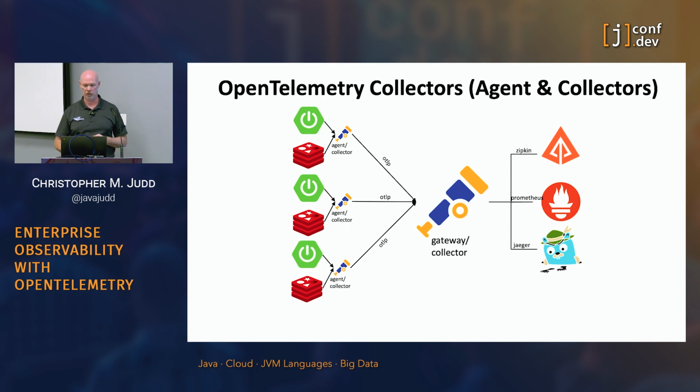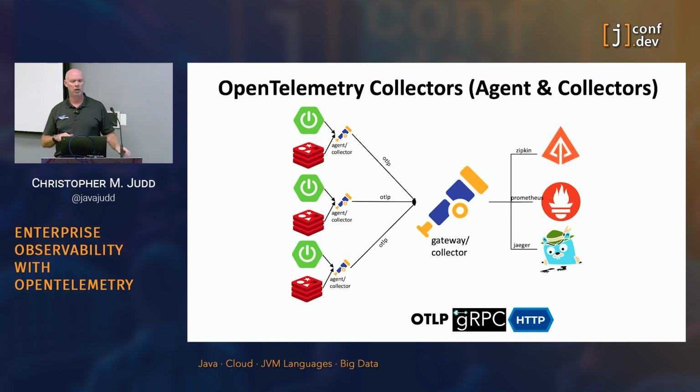You're not limiting yourself. All the communications between the libraries and the agents are going through either OTLP, which is their internal API. It can go over gRPC, it can go over HTTP, so there's a lot of flexibility on protocols as well. It also understands Zipkin, Prometheus, and Jaeger as protocols because those have been so popular over the years.